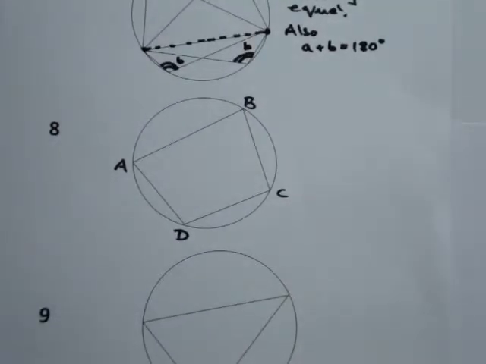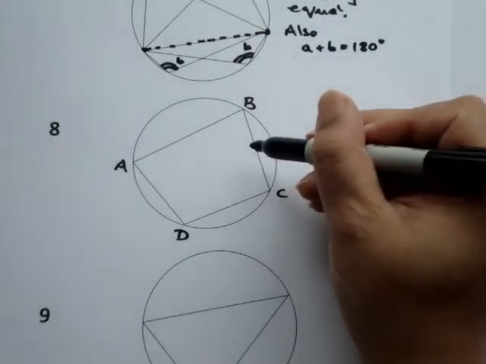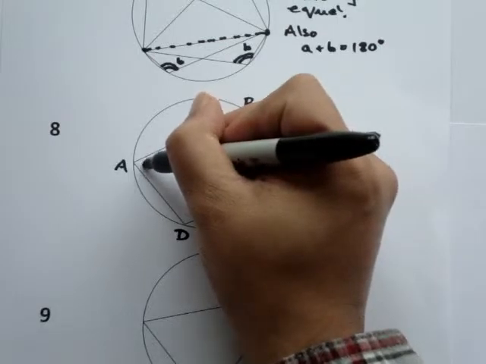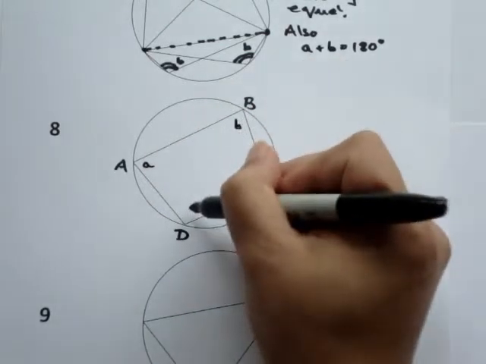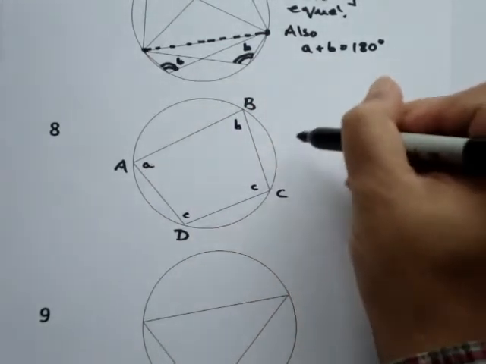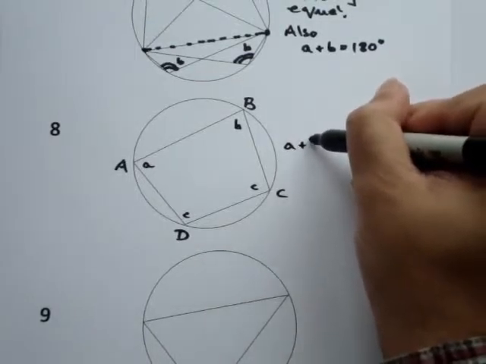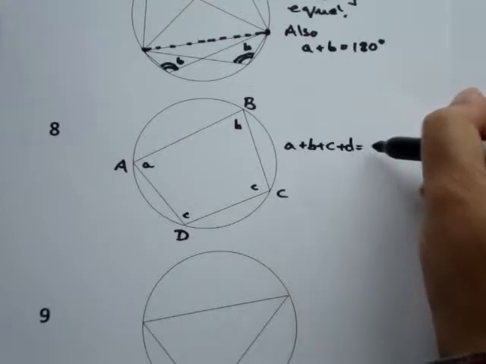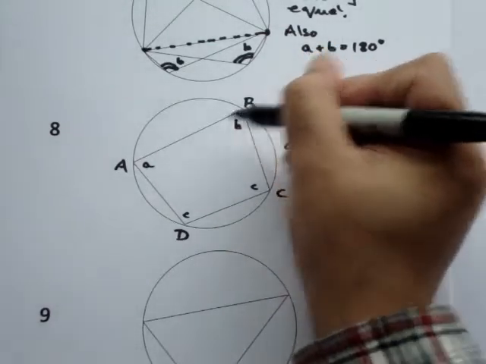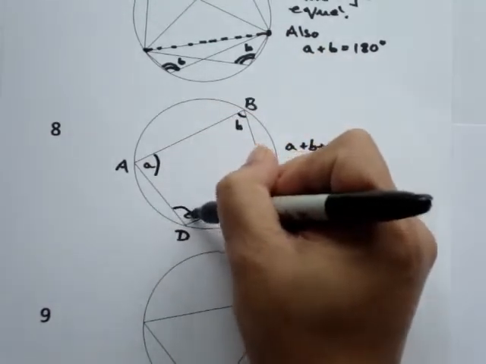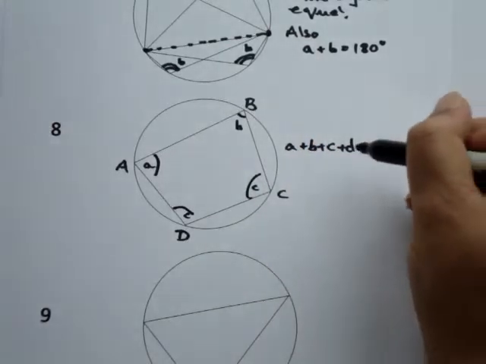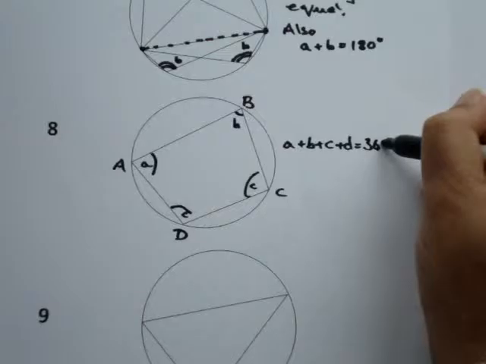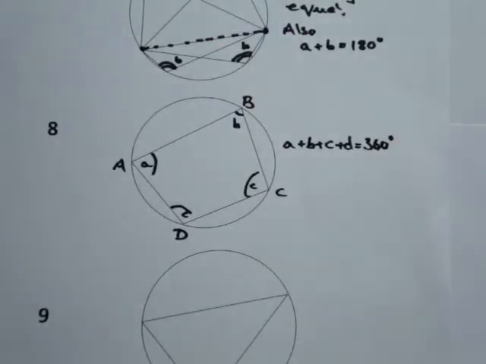If we draw a quadrilateral within a circle, then the four angles A, B, C, D, A plus B plus C plus D equals 360 degrees.